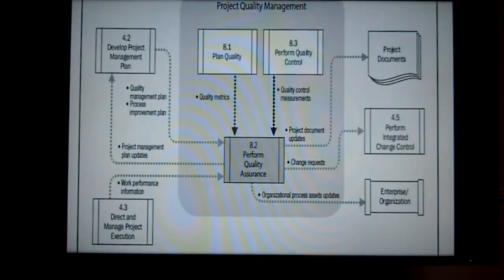Here's an example of our quality management diagram. We can see how plan quality feeds into perform quality assurance, and how perform quality control also feeds into perform quality assurance. It's not exactly an incremental 1, 2, 3 in this sequence. They all feed on each other and work together, starting from the plan quality step.